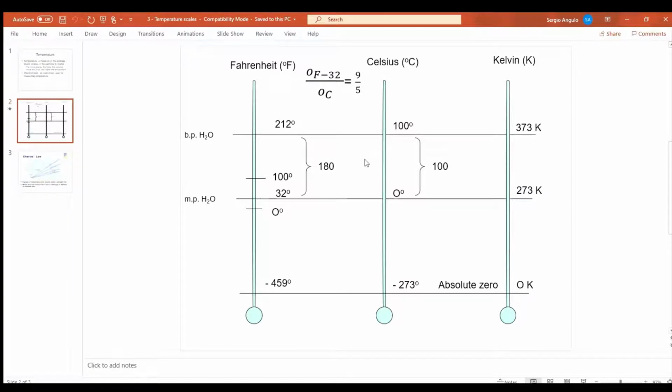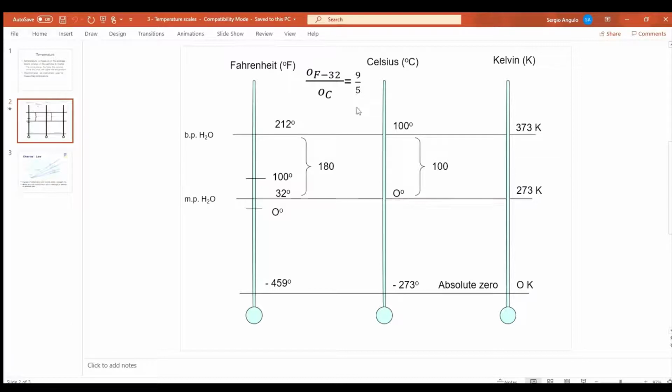Okay. So now that we have a new temperature scale called Celsius, the question was how to convert from one to the next. And there's this equation up here. And we have this equation. It's the degrees Fahrenheit minus 32 divided by the degrees Celsius is equal to 9 over 5. Okay. How do we get that?